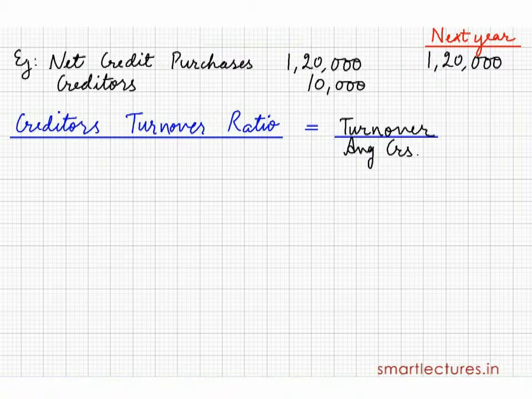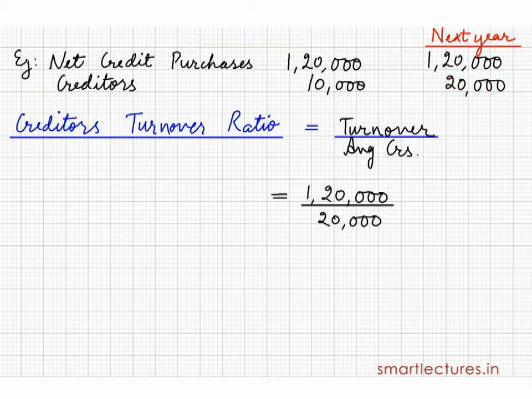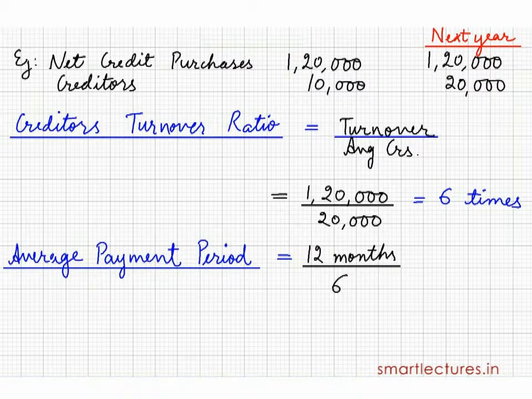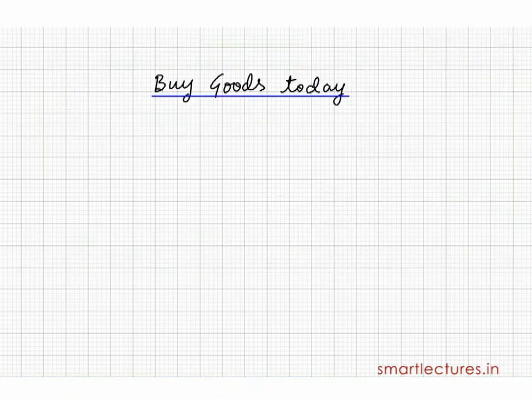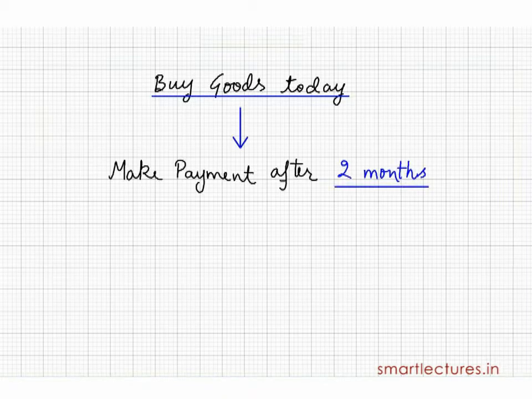Suppose next year the credit purchases were the same, I mean to say 1,20,000, and average creditors were 20,000. What does it mean? The creditors turnover ratio is 6 times. So average payment period will be 12 months upon 6, that is 2 months. It means this year you are making payments to your creditors after every 2 months. I mean to say if you buy the goods today, you are able to make payments after 2 months.